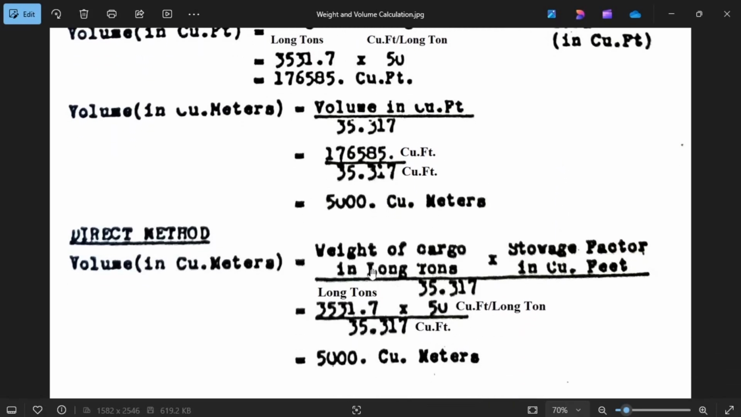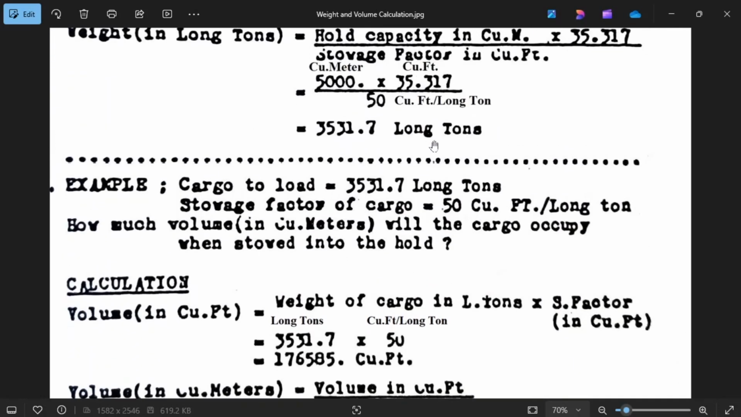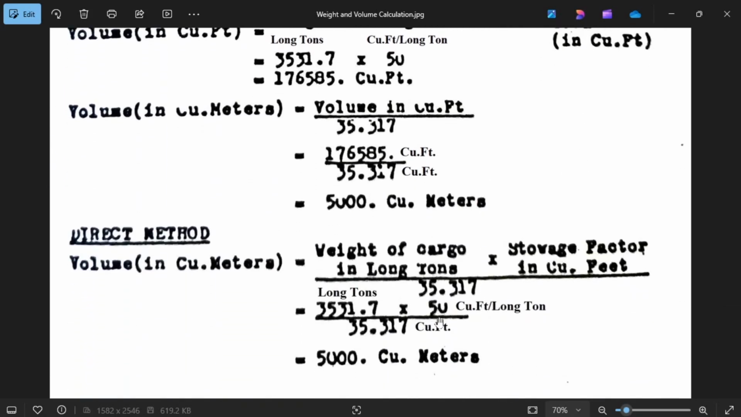And another solution is the direct method. Volume in cubic meters equals the weight of cargo in long tons times the storage factor in cubic feet over the conversion of 35.317. So meaning, 3531.7 long tons times your storage factor of 50 cubic feet per long ton over the conversion of 35.317 cubic feet. So you take out the long tons, and you will have cubic feet. Divide it with the conversion of 35.317, that will be 5,000 cubic meters. So we try to solve this one.